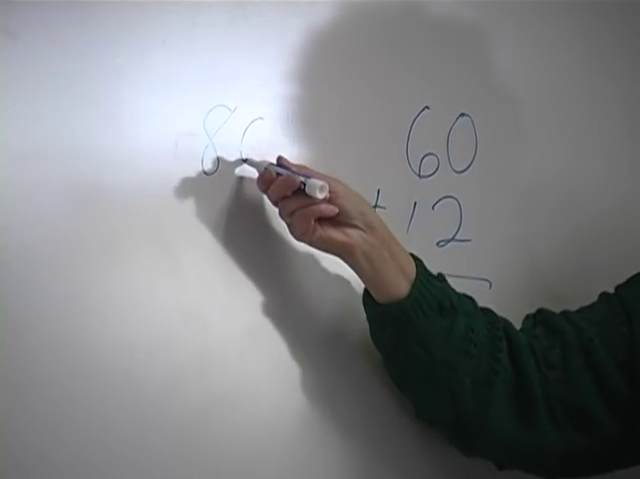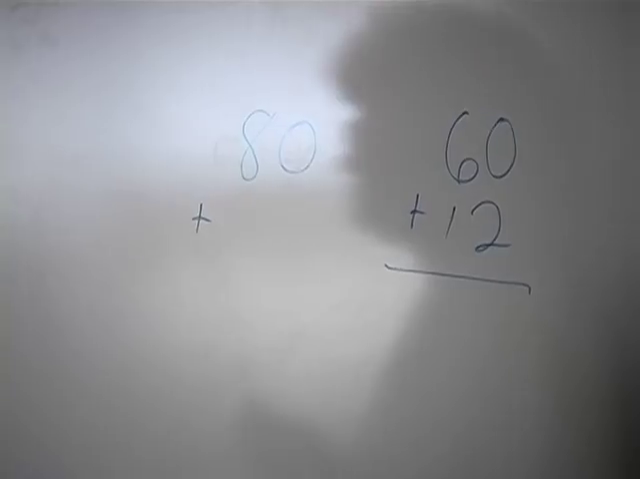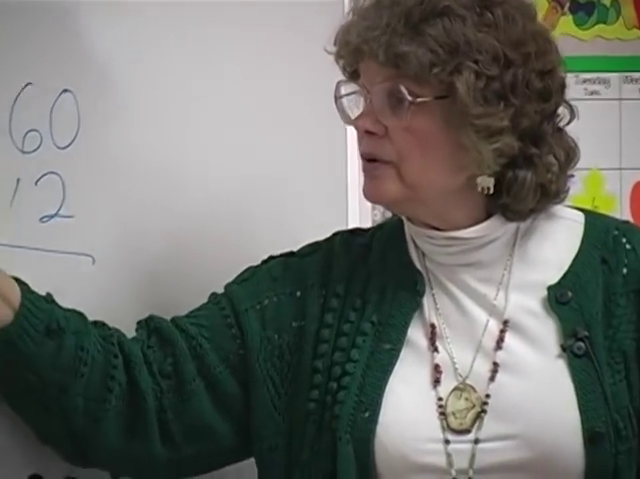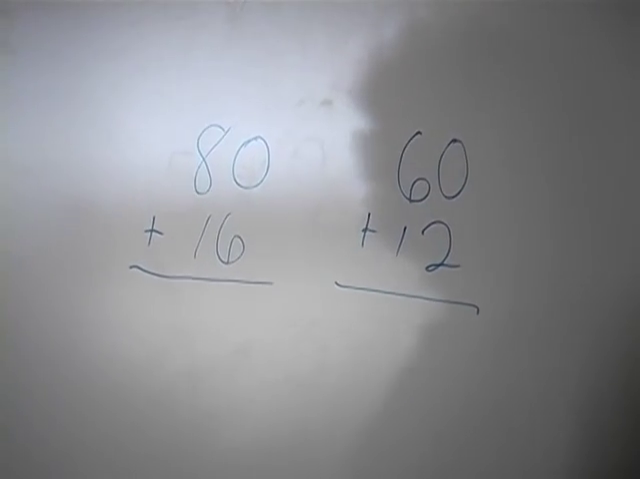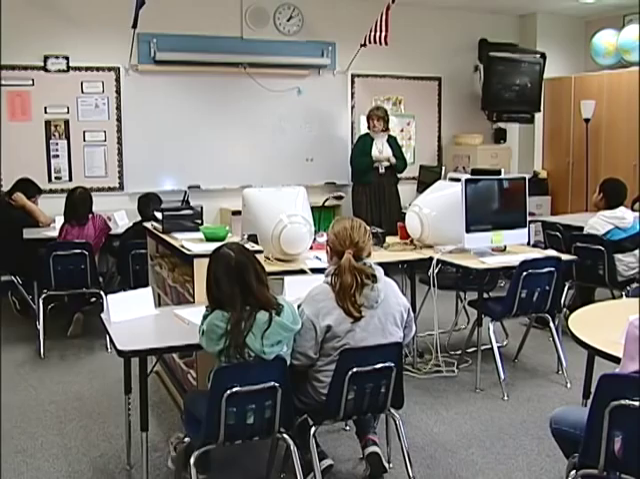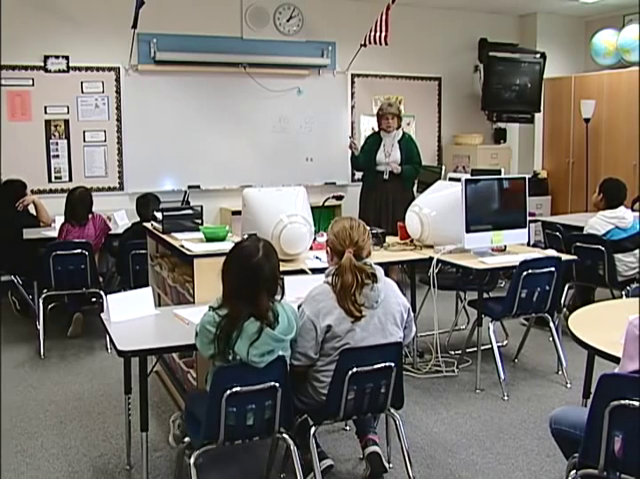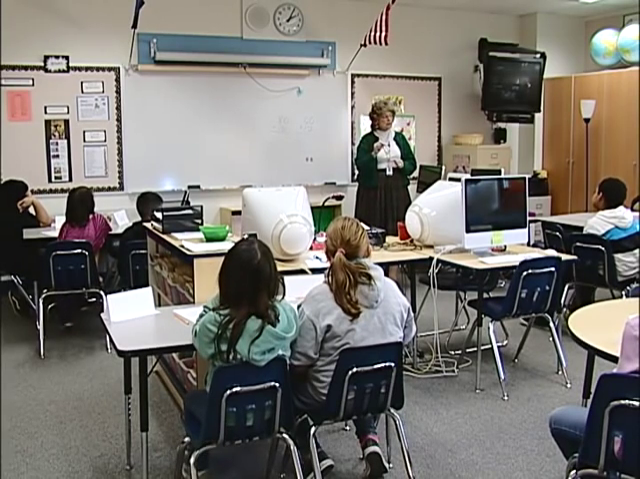80. 2 eights. 20. 16. 2 eights, 2 times 8, 16. All together, what are 12 eights? 96.